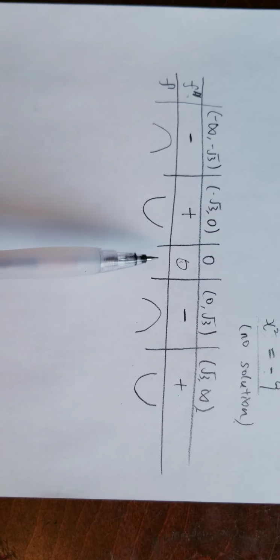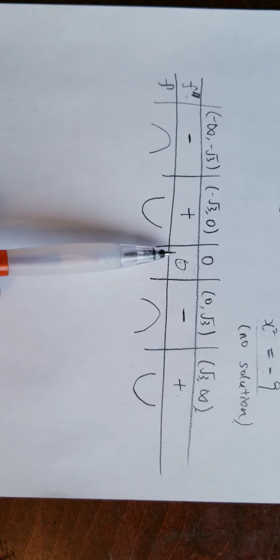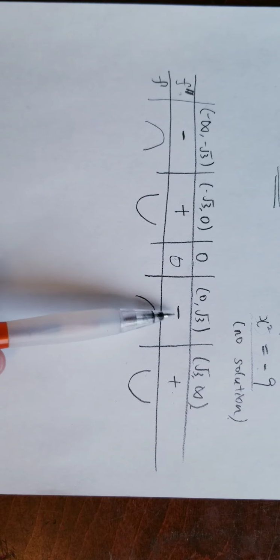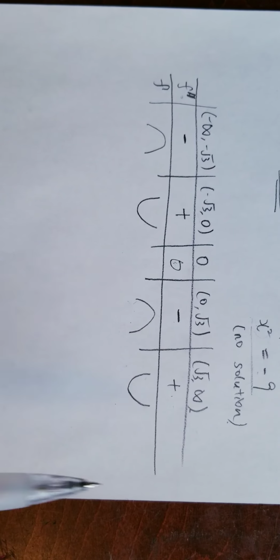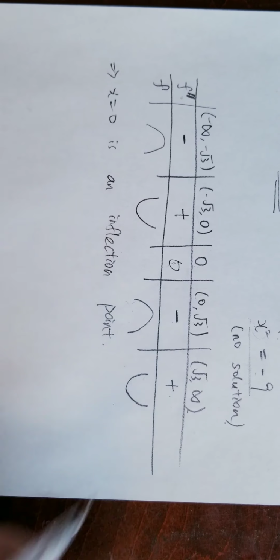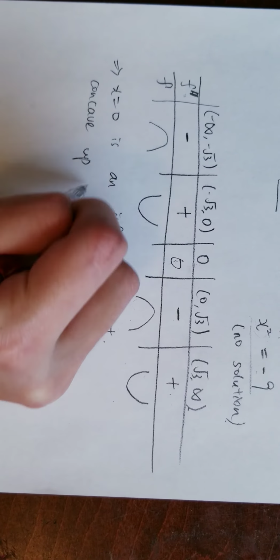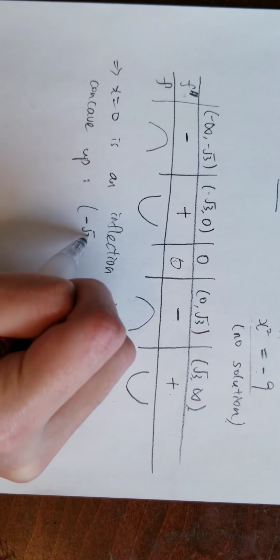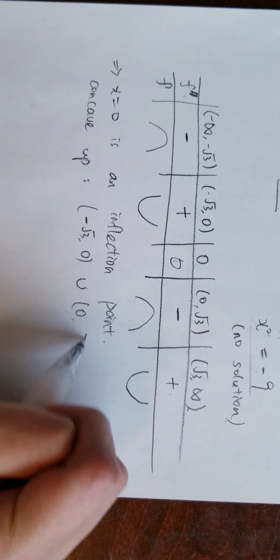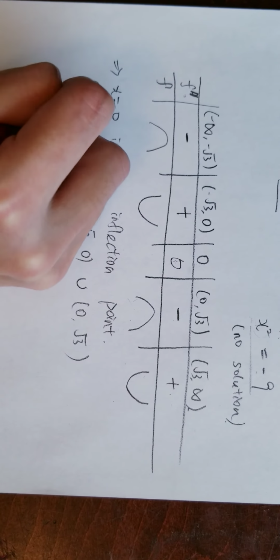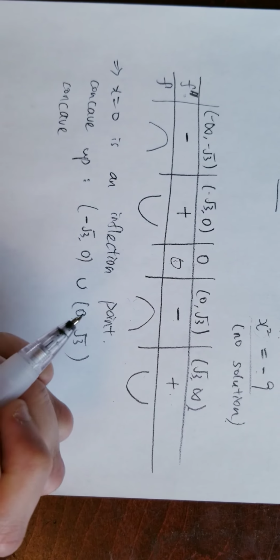So what can we say about this point? To the left of this point, it's concave up. To the right of this point, it's concave down, which means this point is an inflection point. And it's the only inflection point. And then you can also say that it's concave up on this and this. Sorry, concave up on this and concave down on this too.